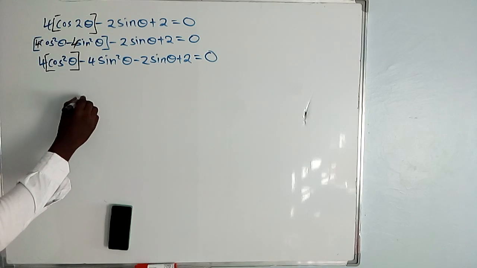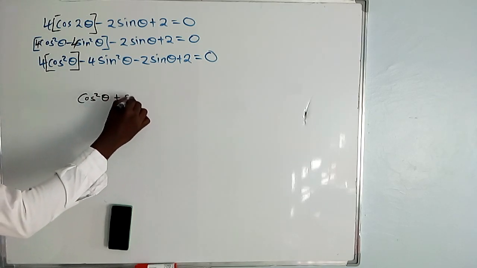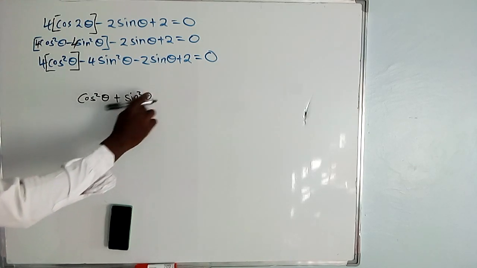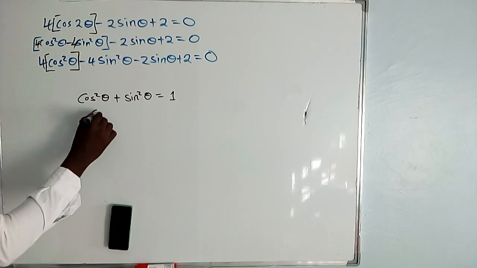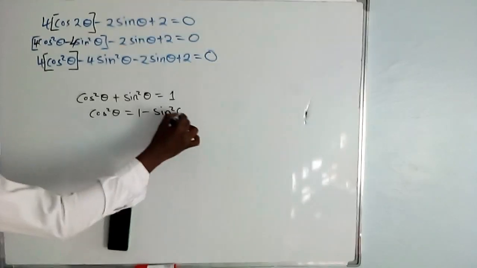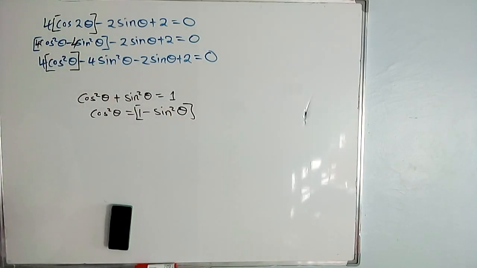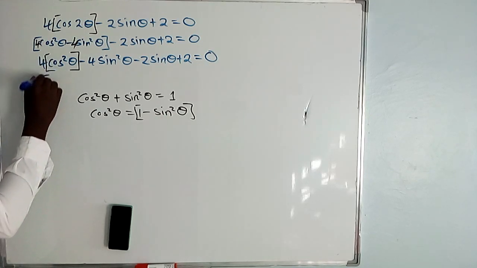So the next step is to use the Pythagorean identity. In the Pythagorean identity, cos squared θ plus sin squared θ is equal to 1, isn't it? That is the Pythagorean identity. So if you make cos squared θ the subject of the formula, we have cos squared θ is 1 minus sin squared θ. So where there is cos squared θ, we are going to put 1 minus sin squared θ.